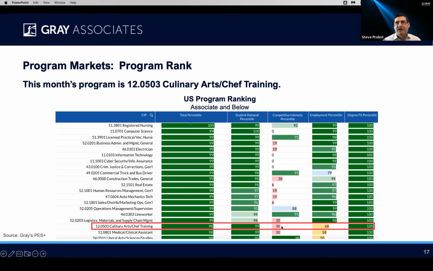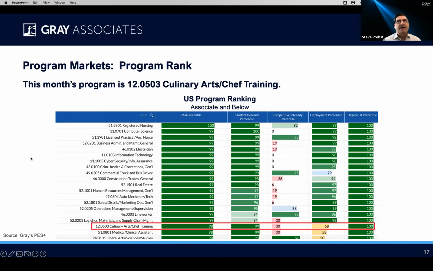Competitive intensity, that's in pink. That is not good. There's a lot of competition in this program. Employment, 68th percentile, that's in yellow, not great. It's actually pretty poor compared to what the others look like. And then the last piece, degree fit. Does it make sense to offer this program at this level? And yes, culinary is very common as an associate and certificate program, so it gets a full score there.